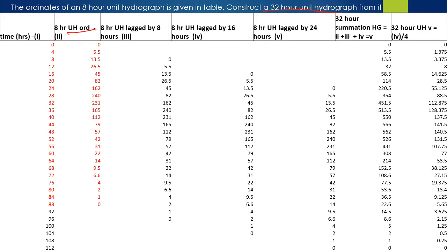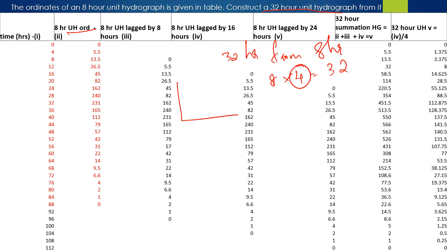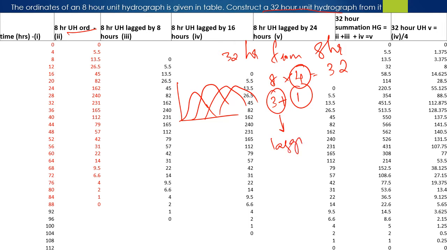First, we need to construct a 32-hour unit hydrograph from an 8-hour one. That means 8 into 4 is equal to 32, so we have to superimpose 4 curves. We have one curve that is already given, and we will have to lag the curve 3 times, and total 4. That is 3 plus 1. One is given, and 3 is the number of lagging. So lag the curve 3 times, plus the already given curve, will give you the 32-hour summation hydrograph, and dividing by 4 centimeter will give you the 32-hour unit hydrograph. So let's start.